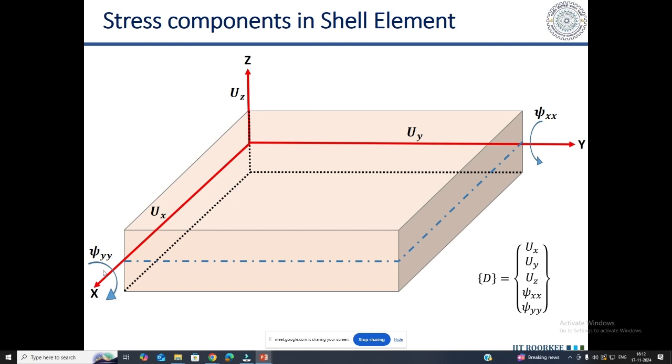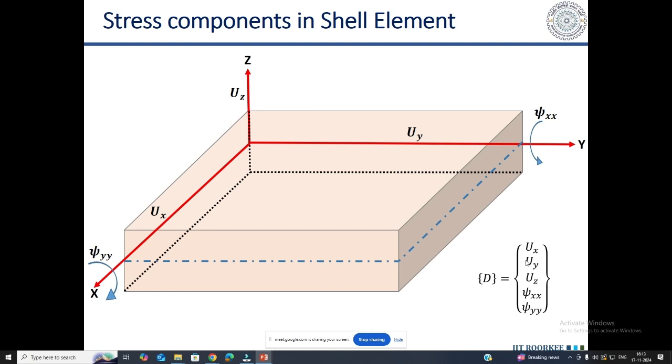Then you'll have rotation about x-axis, and you'll have rotation about y-axis. These are the five compulsory degrees of freedom, and if you want to also consider the rotation about z-axis, you can consider, but that is not required for formulating any component in case of shell elements, because that will not make any changes in any of the force components other than that rigid body rotation. Okay, now we'll try to understand in details each of these degrees of freedom and corresponding stress components what we get. Okay, we'll go one by one.